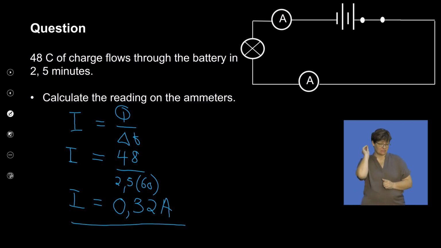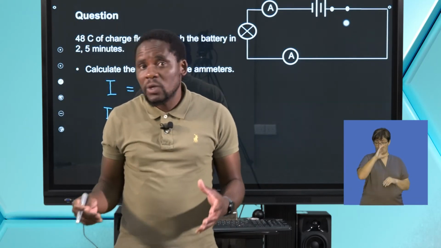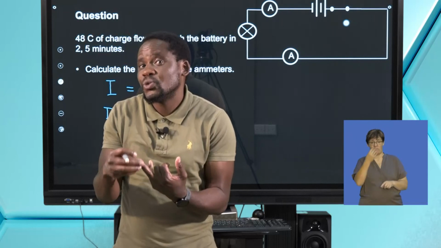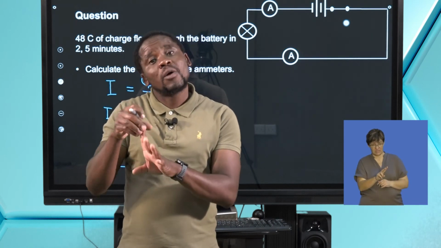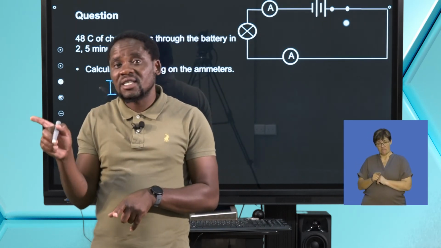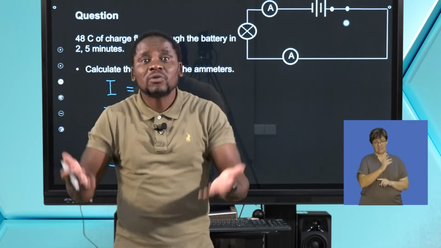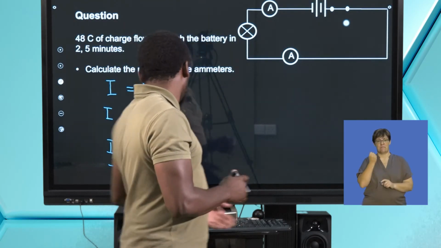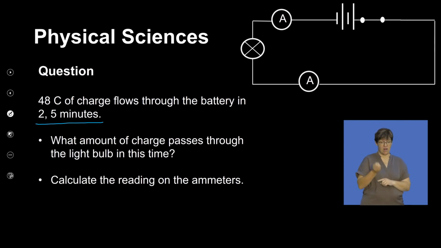So be mindful of the fact that whenever you do calculations, make sure that the final value that you are calculating carries the correct unit. We are given the charge in coulombs. We managed to do the necessary conversion from 2.5 minutes to seconds, okay? And then whatever we're looking for, in this case the ammeter reading, which is an indication of current intensity or strength of current, or simply put, the amount of current that passes through a point, we managed to get to that, okay? Then if we can go back, the amount of charge that passes through the light bulb in this time is exactly the 48 coulombs. That's the amount of charge, okay?